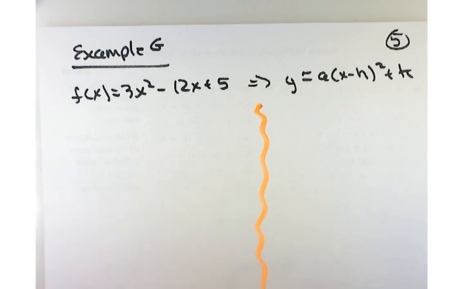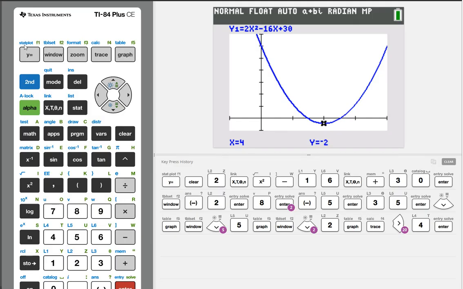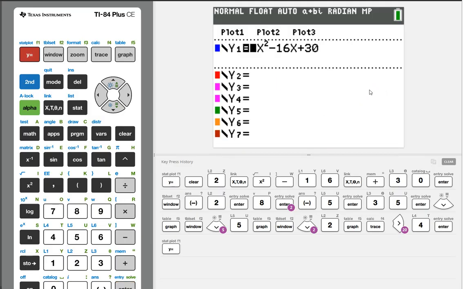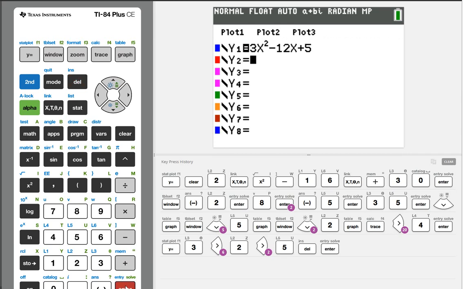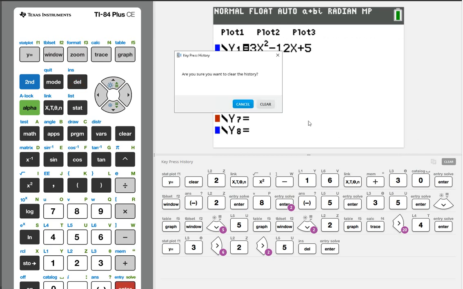So let's look at the graph of this and see if we can't figure out what the vertex is. That means we're going to need to change our equation here on our graphing calculator. Now I have 3x squared minus 12x plus 5. And I'm not sure if you're used to using it, but there's a delete key up here. We can get rid of that. So there's my equation.